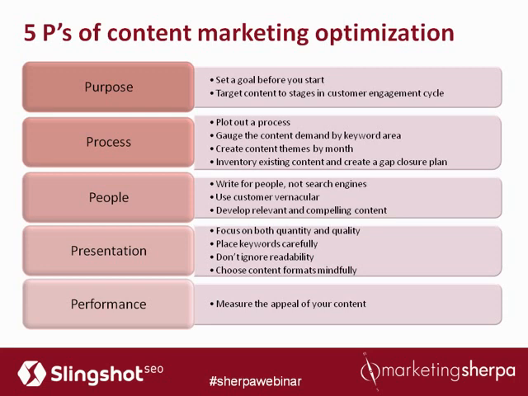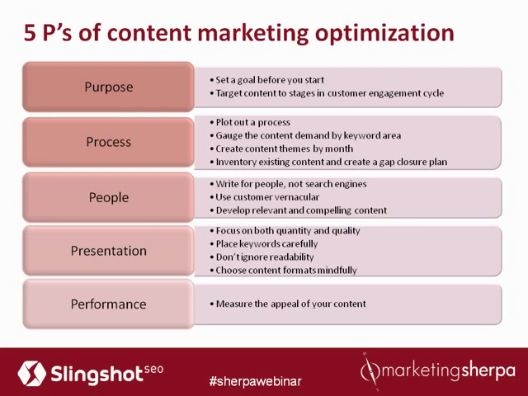Next, in terms of process, you want to plot out a process, gauge the content demand by keyword area, look for those keyword opportunities where the competition is not so fierce, create content themes by month, and within that plan, you want to consider answering what, where, how, and why. If you can answer each of those questions every week within your content strategy document, you're going to have a great plan to work with. Inventory your existing content and create a gap closure plan. You have to see what you have to work with and then what you need to change, what you need to edit, and what you need to actually create from scratch.